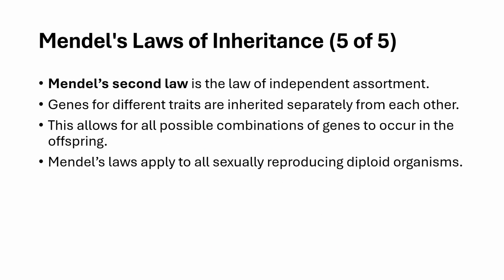Mendel's second law is the law of independent assortment. Mendel's second law states that genes for different traits are inherited independently from one another. This means the inheritance of one trait does not influence the inheritance of another. The implication is that this law allows for all possible combinations of alleles for different traits to occur in the offspring, which helps to increase genetic diversity. As for applicability in the blood bank, Mendel's law applies to all sexually reproducing diploid organisms, including humans, which makes these principles relevant in genetics and blood banking.